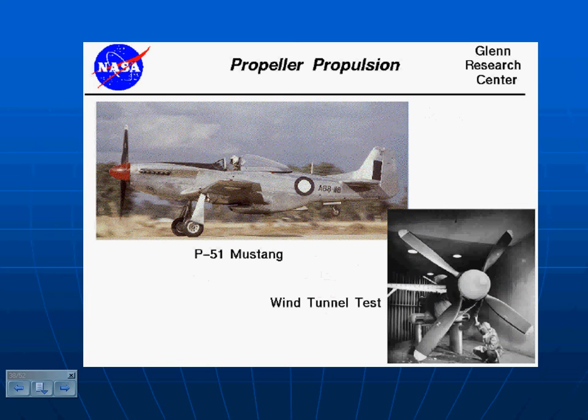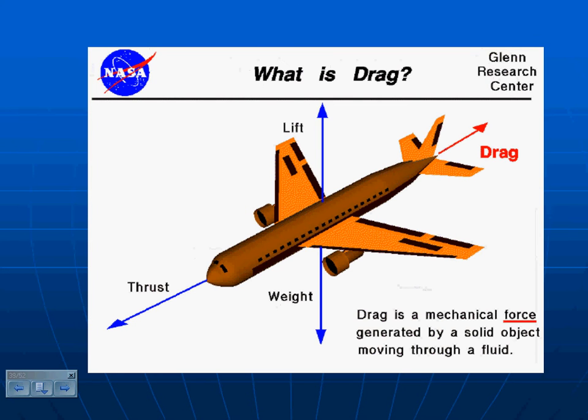Okay, here are some. This is a P-51 Mustang I threw in there because it's just an awesome airplane. What is drag? Well, drag is a mechanical force generated by a solid object moving through the air, or what we call friction.